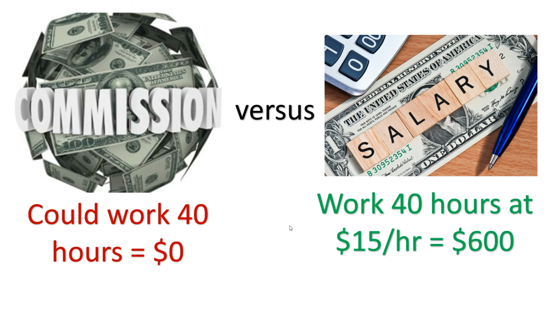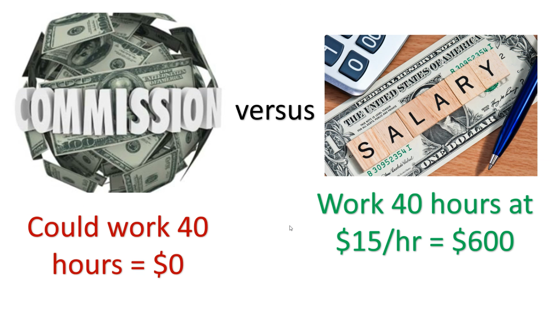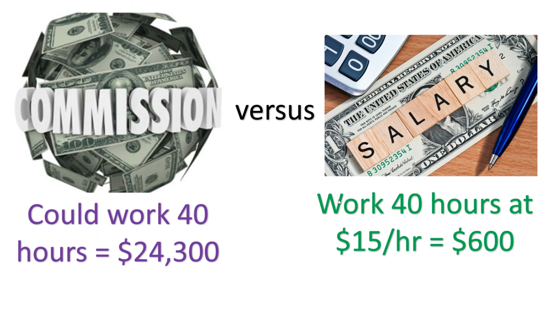But the flip side of it is you could put in very little time and get lucky and make a lot of money from the sale of an item. Okay. For example, here you go. You could work 40 hours and sell that house and you've made $24,300. So it's going to depend on how much you're selling. And that's all we're going to get to in class.